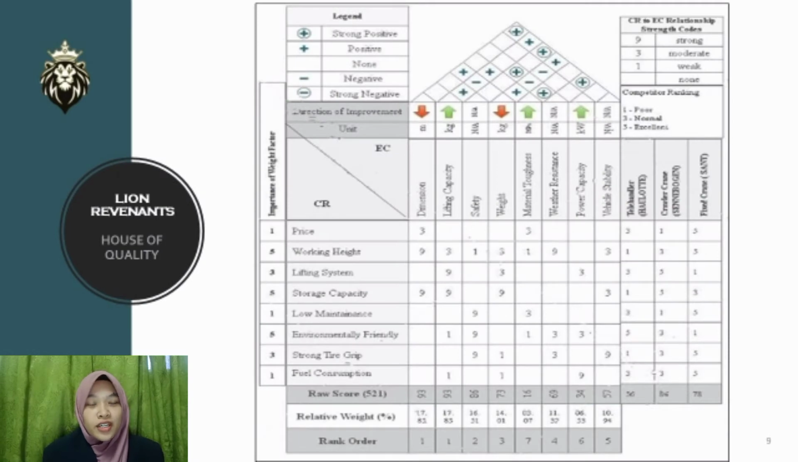Other than that, we also did research and benchmarking of other existing products in the market. From all the information gathered, we noted the customer requirements and produced a house of quality, HOQ, to help us focus on the important ranks to start our design. As you can see in this HOQ table, the first rank order is the dimension and lifting capacity, followed by safety, weight, weather resistance, vehicle safety, power capacity, and material toughness. We also did benchmarking with 3 other existing designs in the market. The details of this part will be explained at the end of the presentation.